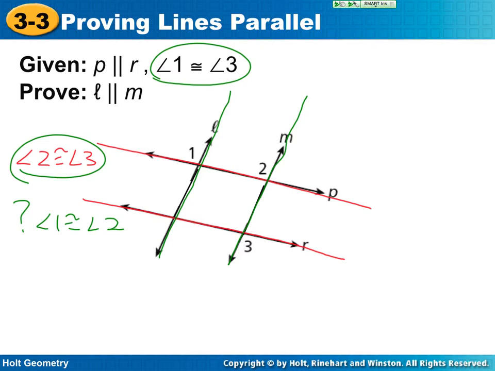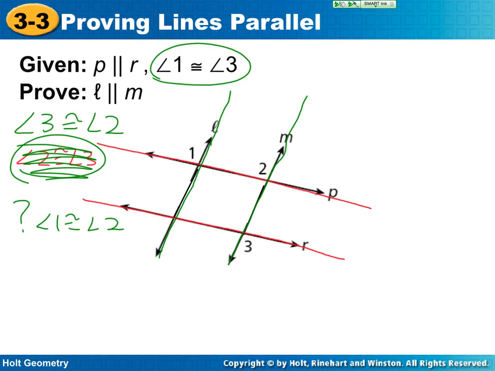Transitive property of congruence, not substitution. You can only substitute with equalities. It would help if this were in the other order, wouldn't it? Didn't we need angle 3 congruent to angle 2 so that angle 3 connects our ideas? So when we write it down, let's write it this way so that then we can get angle 1 congruent to angle 2 by transitive. Okay? All right, so line 1, let's go with P is parallel to R, that was given.